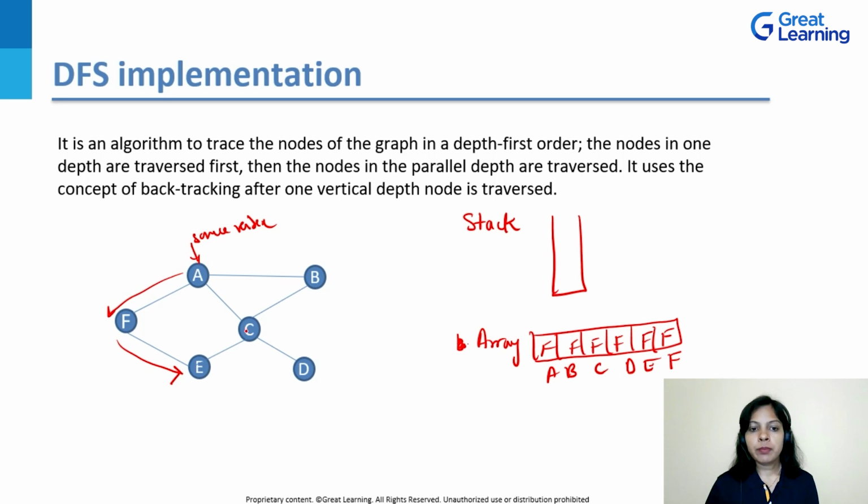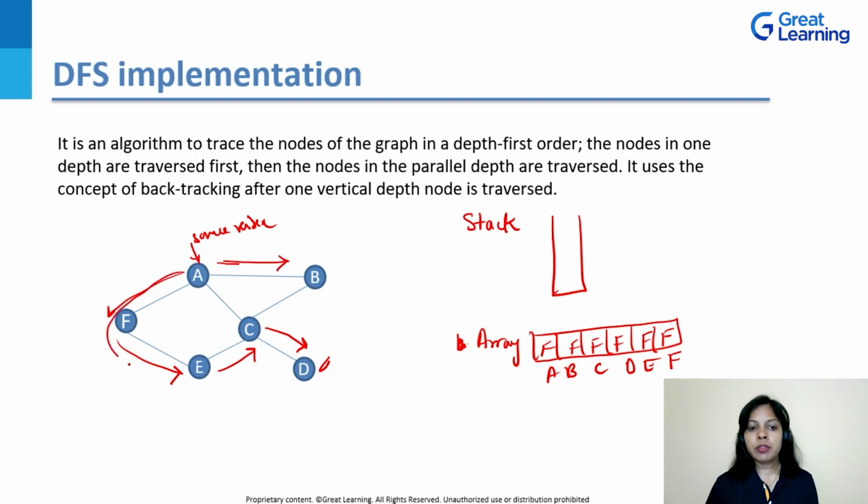So E is connected to C and A, B and D. So we'll go to C. Now C is connected to B and D both. So suppose I go to D now. So that's it. It ends here. Now D is no more connected further anywhere. Now it will backtrack itself till A, and then it will go to the next depth. C is already traversed, so it won't go to C. So it will go to B. That is your next depth.